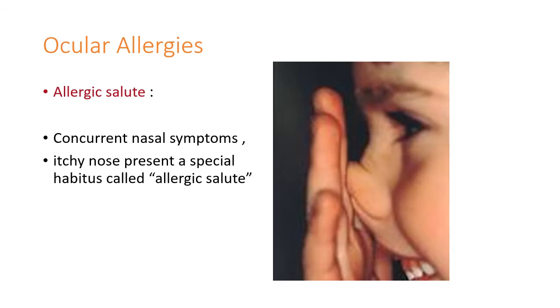So in ocular allergy, allergic salute. This can be asked in your viva examination: what is an allergic salute? The patient is having concurrent nasal symptoms along with ocular allergy. All the time he touches his nose or the tip of his nose with the hand. So itchy nose presents a special habitus. It is called an allergic salute.